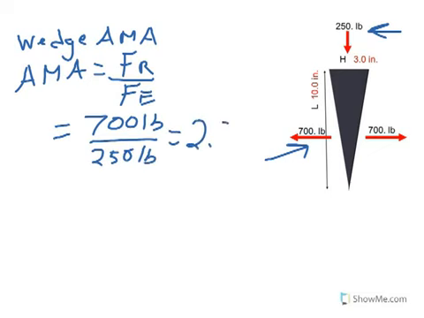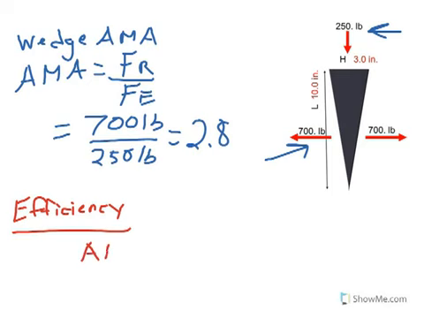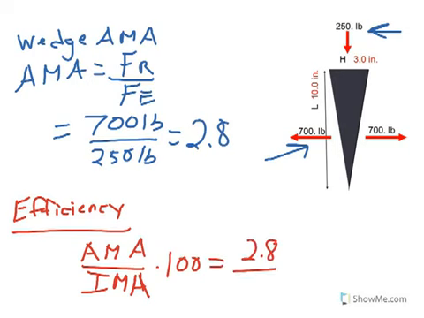2.8. Now that I have my actual mechanical advantage, I want to find out what the efficiency is. That formula, as it has been every other time we've used it, is AMA over IMA, and then multiplying that by 100. So to substitute, I have 2.8 over 3.33, and I'm going to multiply that by 100, which gives me an 84% efficiency.